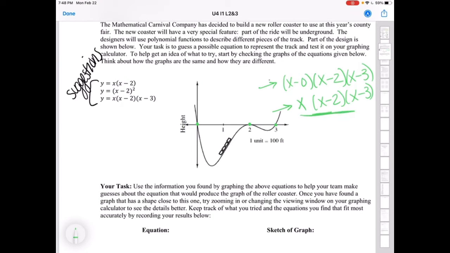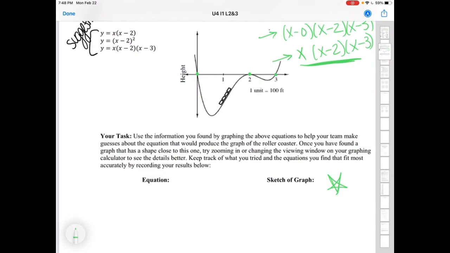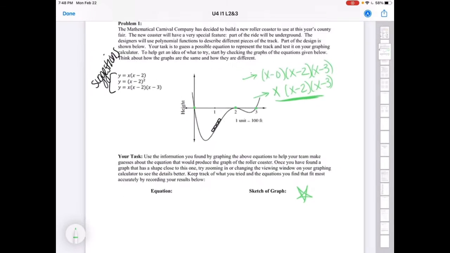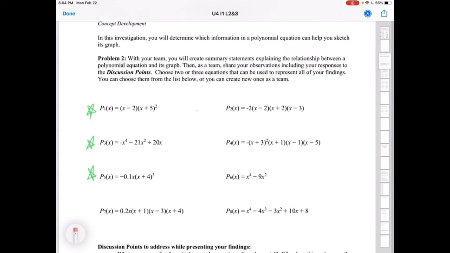There's something missing from this function. So that's our job to figure out. That's our job for today. We're going to be doing this and going back to it. We're going to be taking these polynomials and analyzing the qualities that the graphs have.